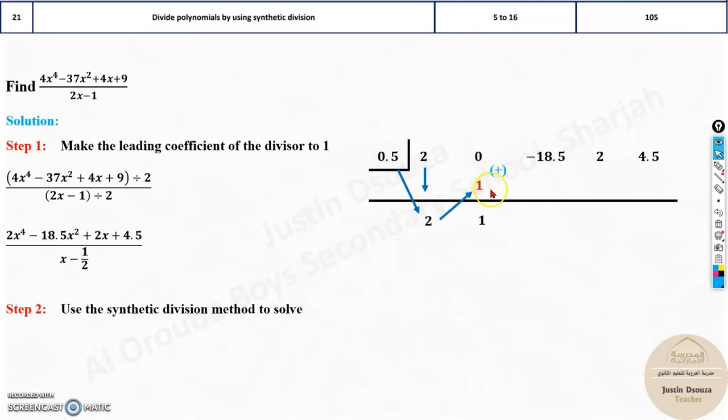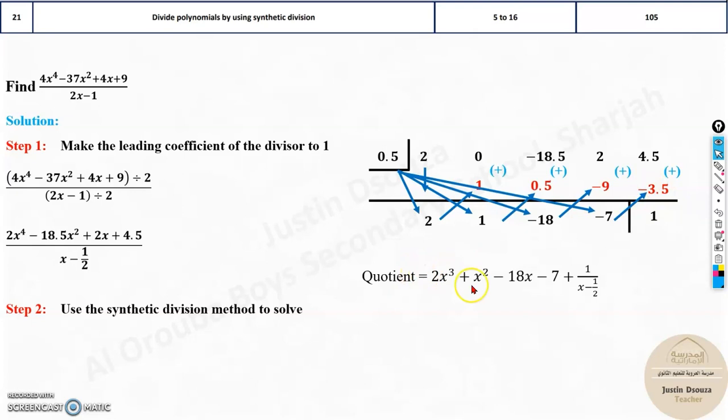So 1. Add these both terms. 1. Multiply over here. It's 0.5. Add these both. Negative 18. Multiply. 9 minus 9. Add these both. Minus 7. Multiply. It'll be negative 3.5. Add, and 1 is the remainder. Don't worry, we have already written it.